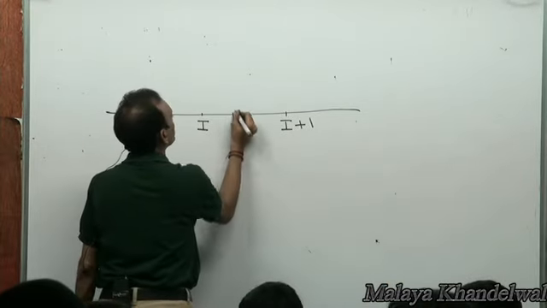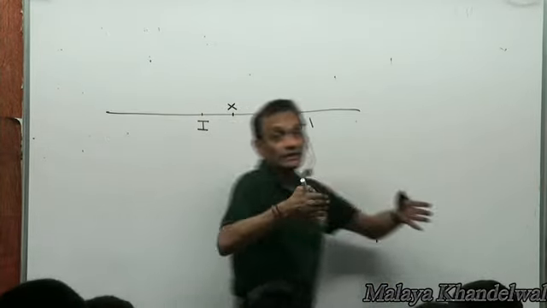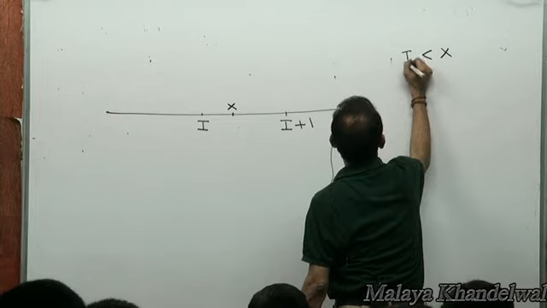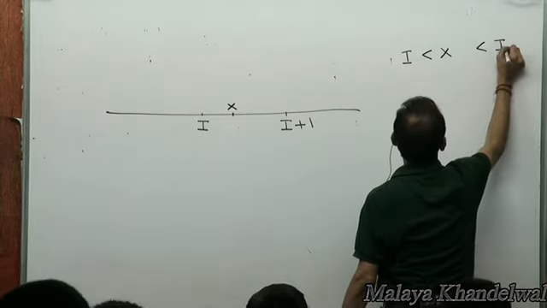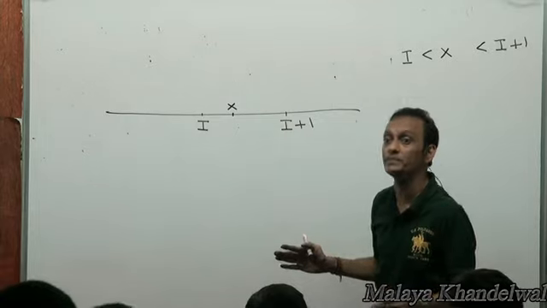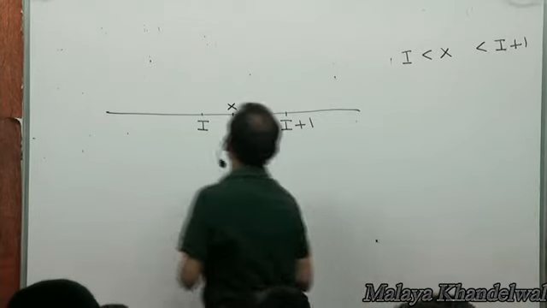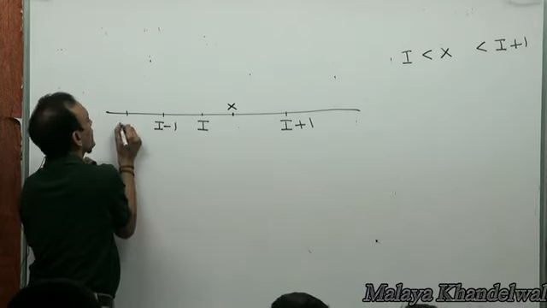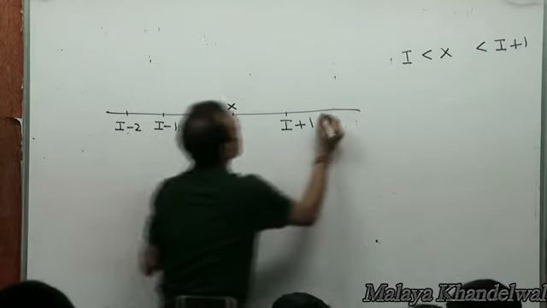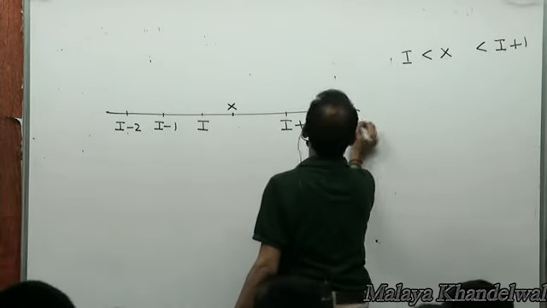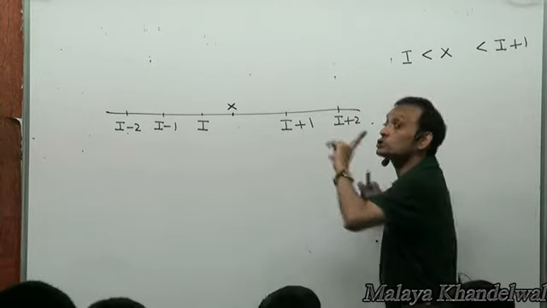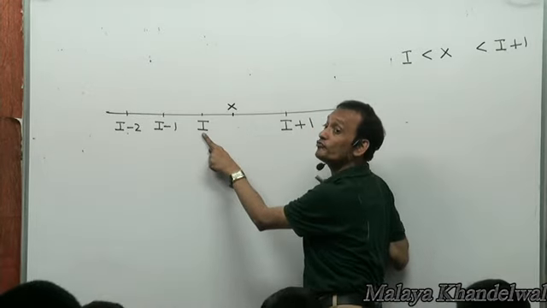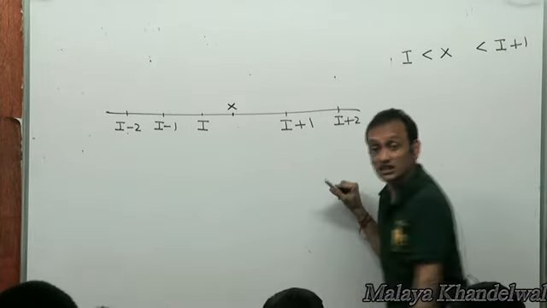If x is a number sandwiched between two integers, if x is greater than I but less than I plus 1, then x is not an integer but is sandwiched between two integers. To the left of I, the next integers would be I minus 1, I minus 2, and to the right I plus 2, I plus 3, and so on and so forth. Now, if x is not an integer, then the integer to the immediate left of x is I.